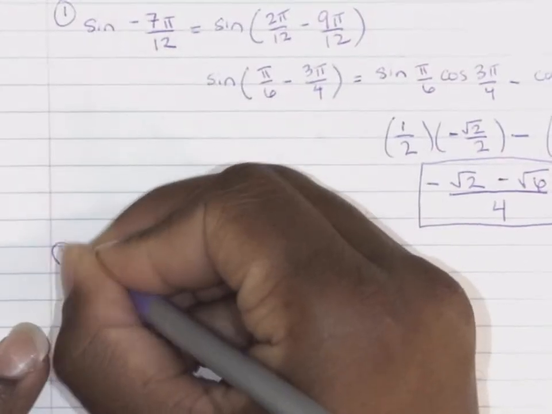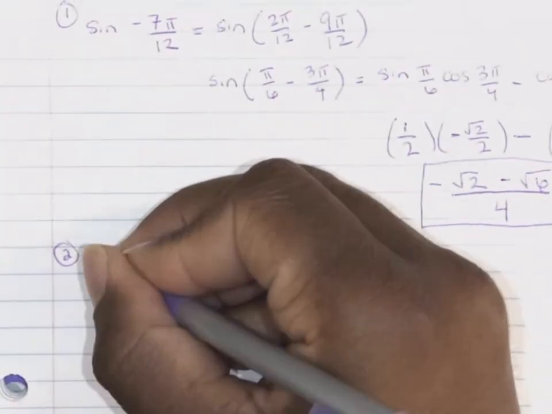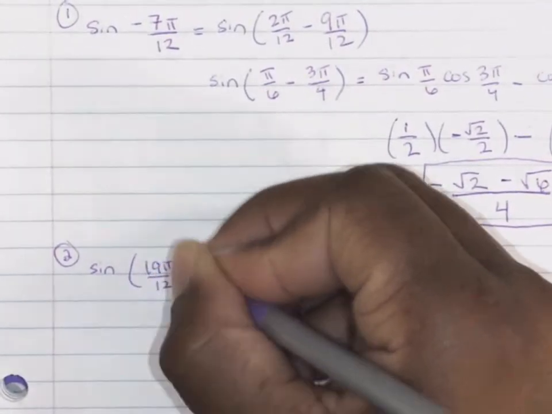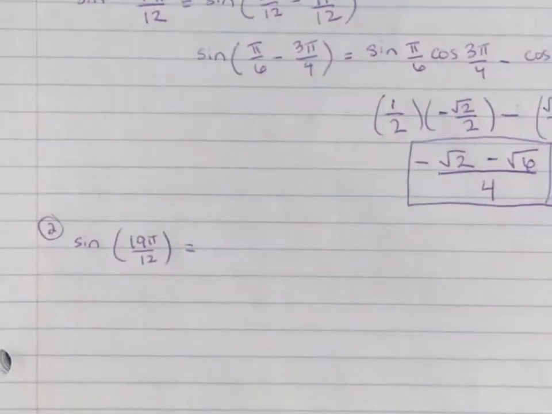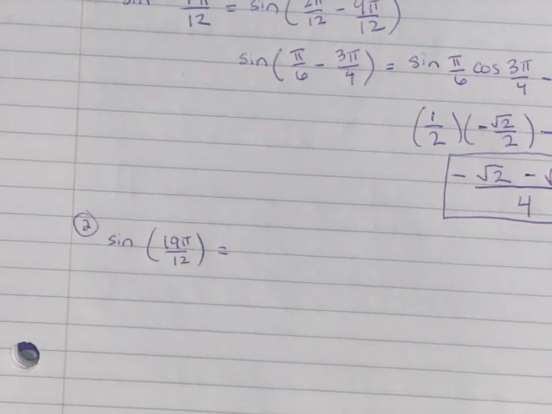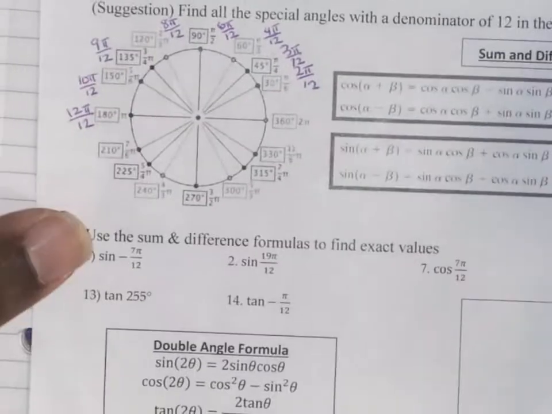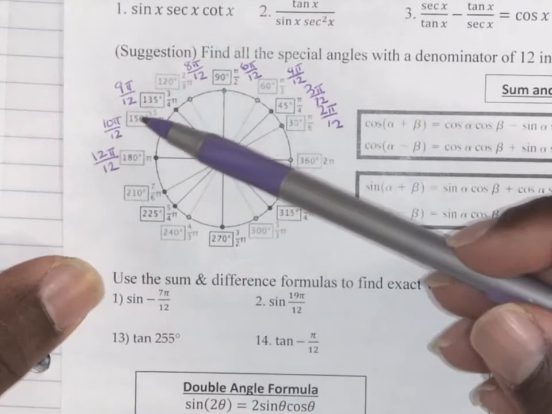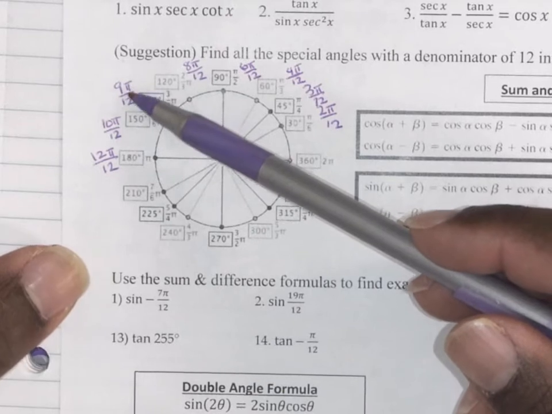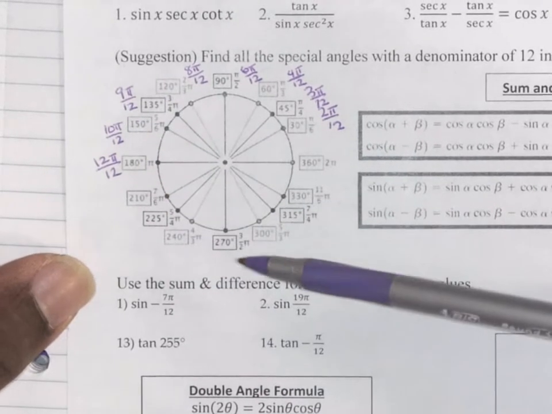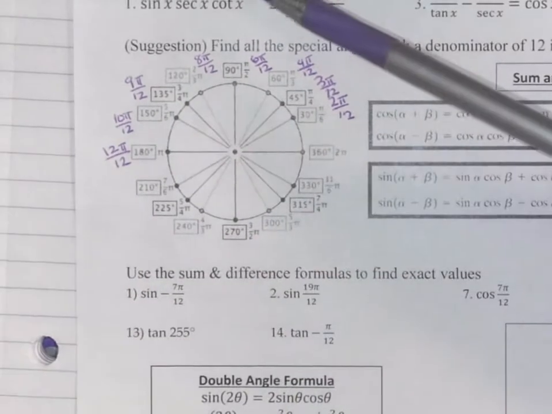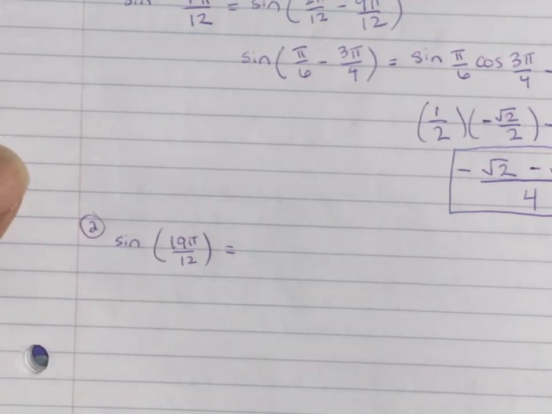Number 2. Sine of 19 pi over 12. So I need 2 angles to get me 19. Based on what I got, I think 10 over 12 and 9 over 12 will give me 19. Now, you could use other angles and you can use those 100%. I think these 2 will work, so I'm going to use these 2. Like I say, you might use 2 different ones.